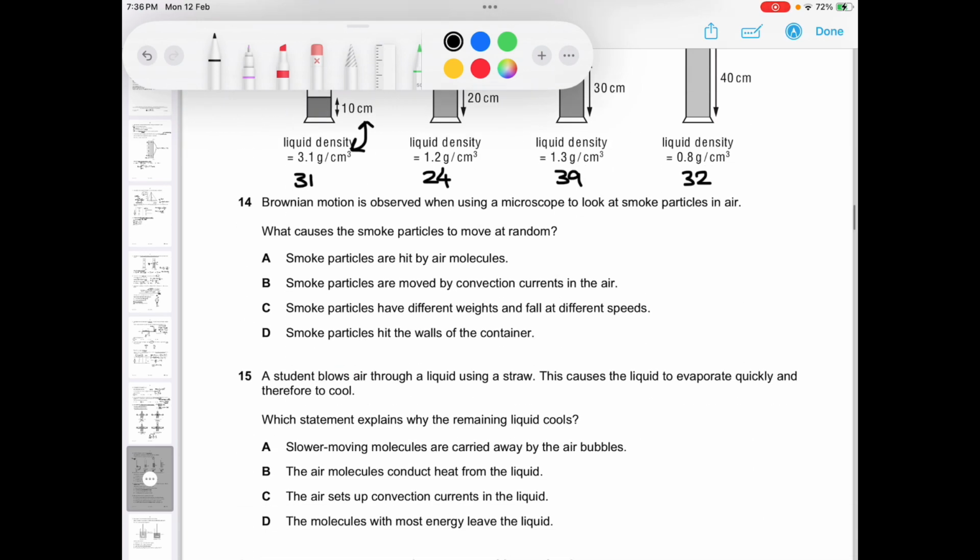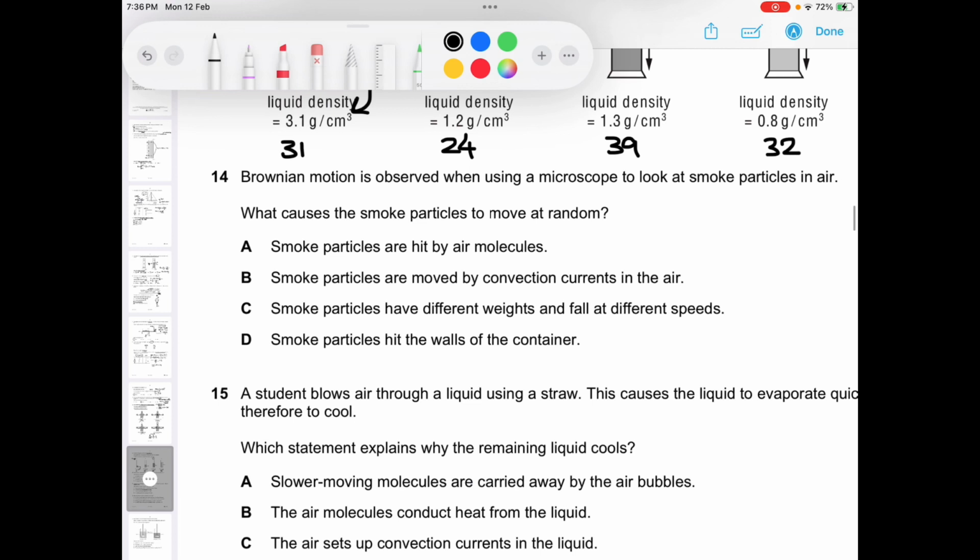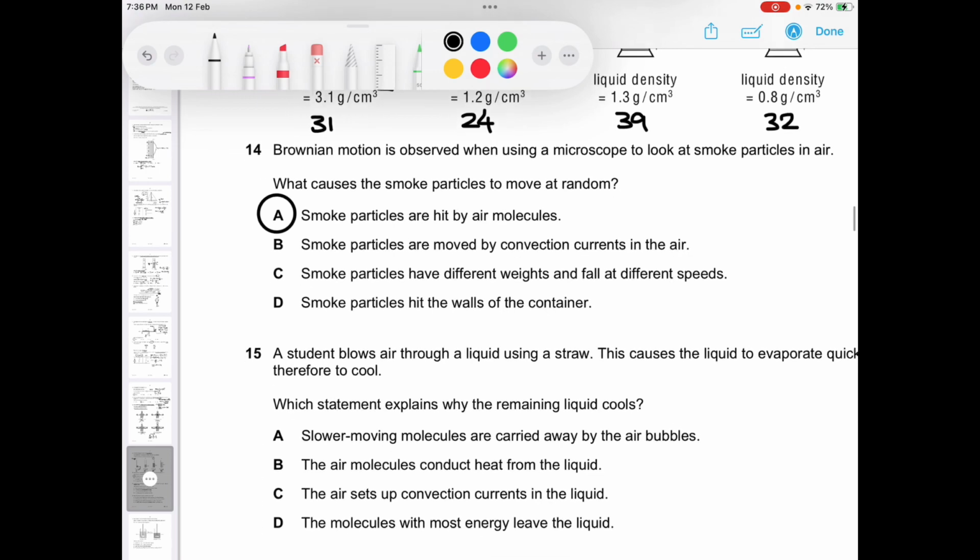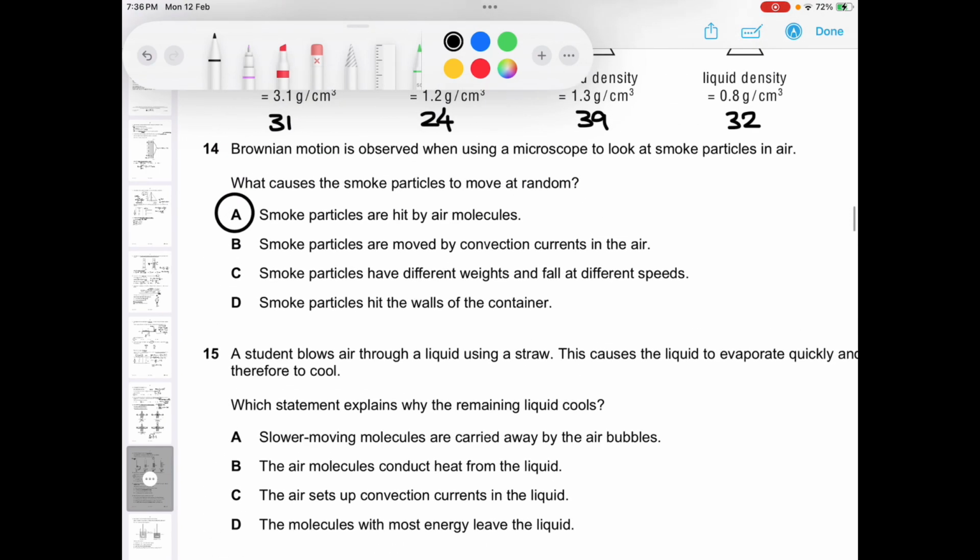Okay, 14. Brownian motion is observed when using a microscope to look at smoke particles. What causes the smoke particles to move at random? Because they're being hit by air particles. Oh, it's the first one, A. Everything else is wrong. This should be memorized. You get asked this question a lot in paper 4, and sometimes it's worth 3 marks.